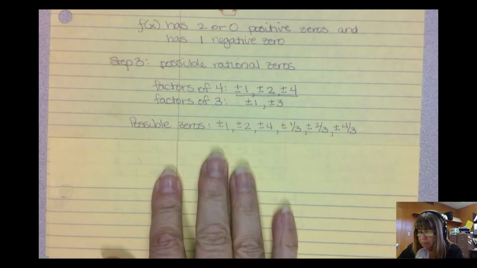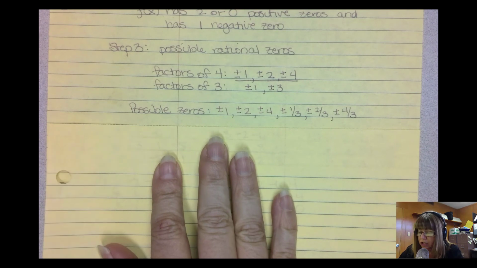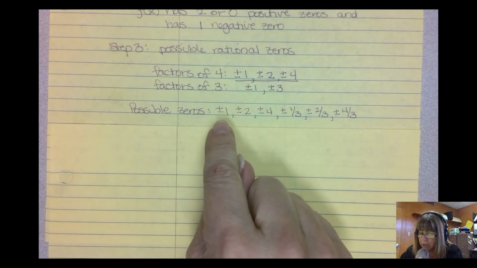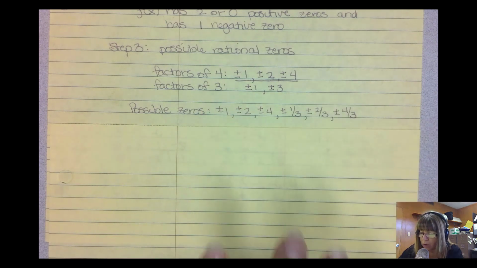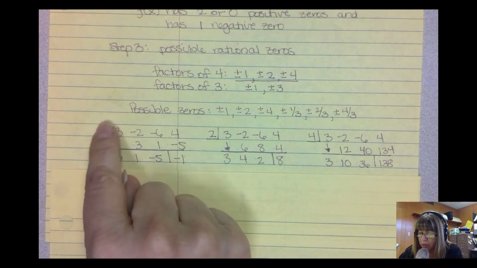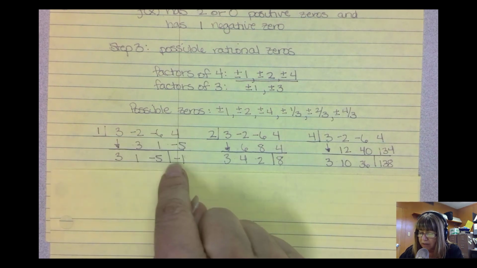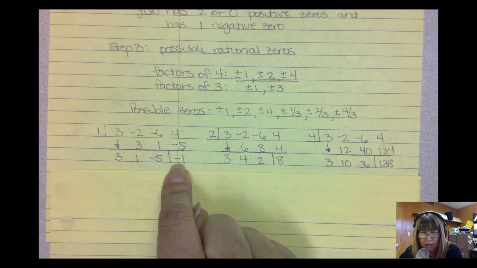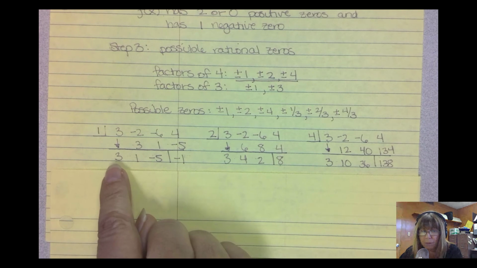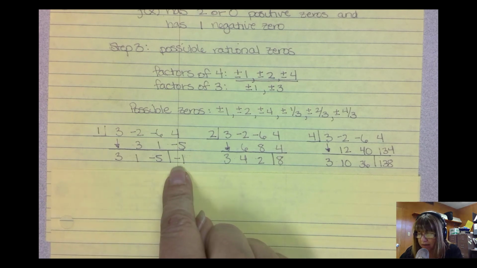Now, let's start thinking about what possible zeros we have. I'm going to start with 1, 2, and go on. Okay, so 1. Once we do the synthetic division, I get a remainder of negative 1. And this is not a 0, and it is not an upper boundary, because if it was an upper boundary, all of these would be positive.